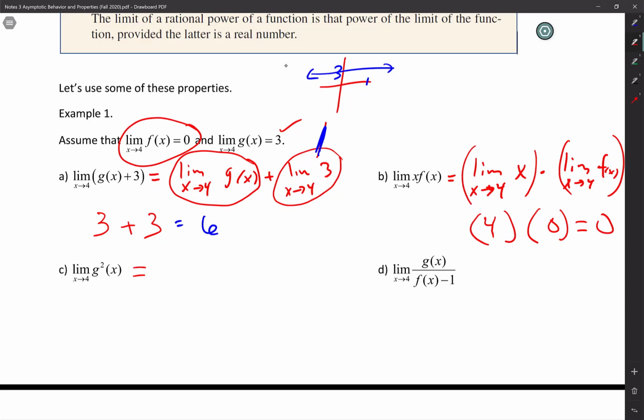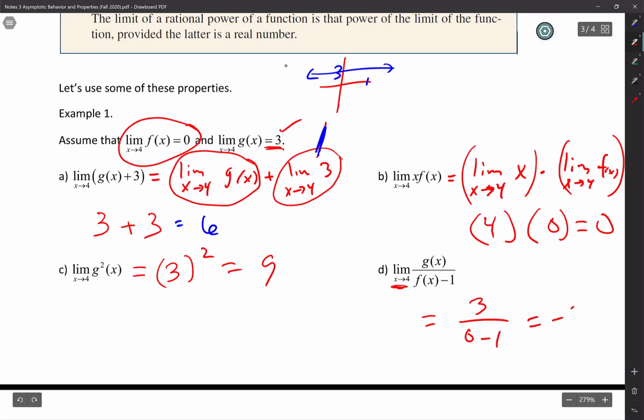This says g squared of f of x. Oh, I'm just going to take that number 3, and I'm going to square it. There it is. You guys are happy now. It says g of x times f of x minus 1. X is approaching 4. Both of them have x approaches 4. So I can just go 3 over 0 minus 1. So I get negative 3. There it is. We're done.